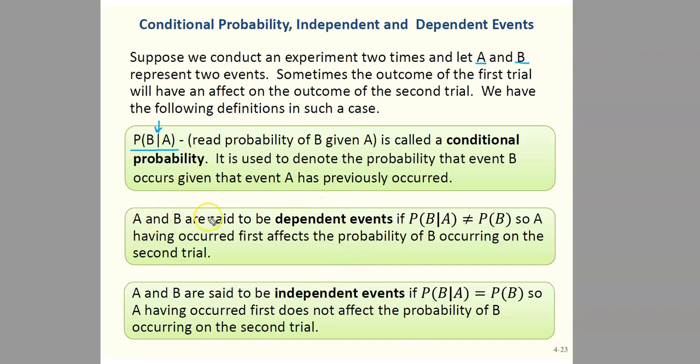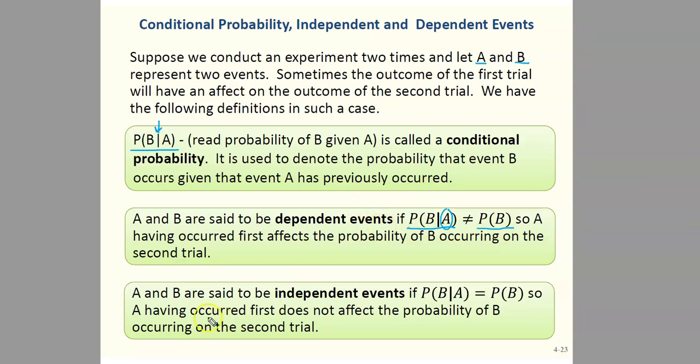Events A and B are said to be dependent if the probability of B given A does not equal the probability of B. In other words, A having occurred previously affects the probability of B occurring on the second trial. So this is what we mean by dependent events, and we'll look at some examples to clarify this in a moment.